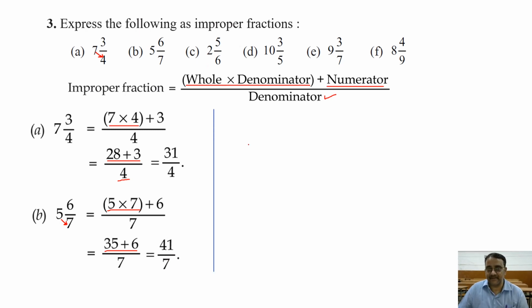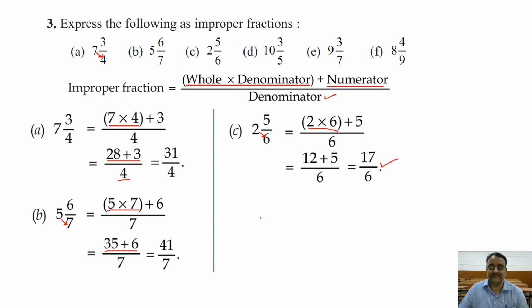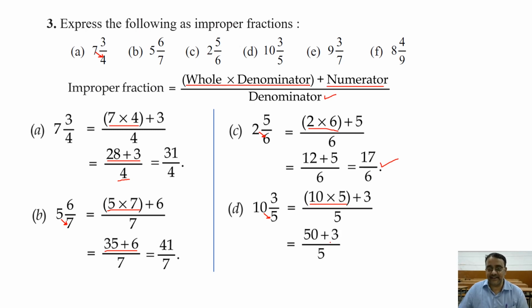अब C bit करेंगे. 2 into 6 plus 5. So 2 into 6 is 12 plus 5 upon 6. So what is the final answer? 17 by 6. Right. Next one, 10 3 by 5. 10 into 5 plus 3. So 10 into 5 is 50, then plus 3 by 5. So final answer? 53 by 5. Right.